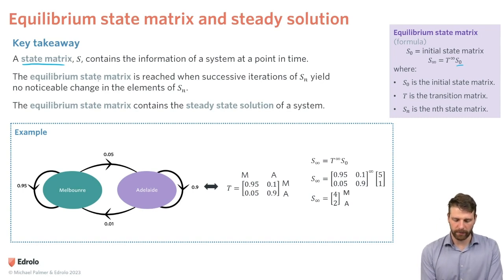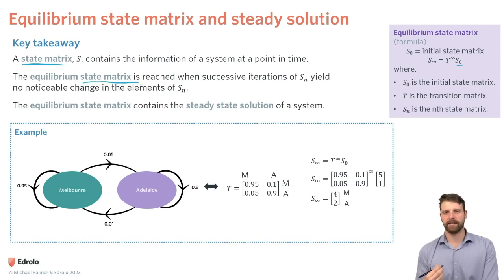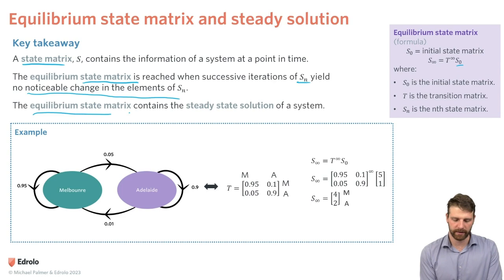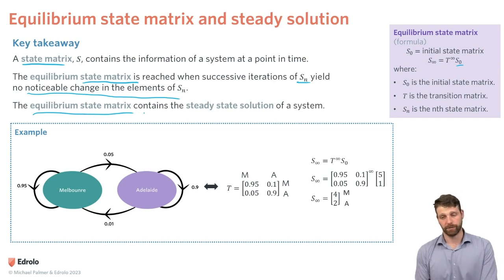Okay, an equilibrium state matrix is reached when successive iterations of Sn yield no noticeable change in the elements of Sn. Okay, so what does that mean? If you keep applying that transition, you do another one and you don't see a change. You do another one, you don't see a change. So whenever that stops changing, that's what we call the steady state solution, or we'll think of it as reaching the equilibrium state matrix. Generally, you might just casually say this is reaching equilibrium.